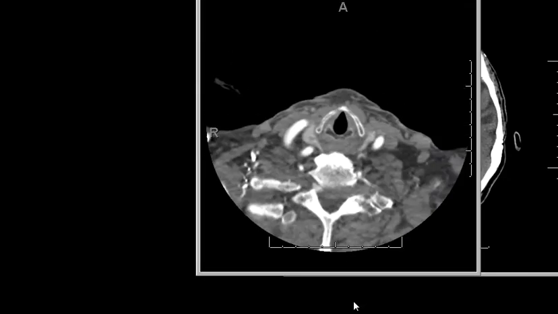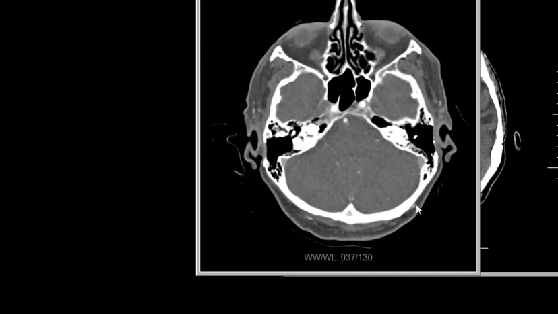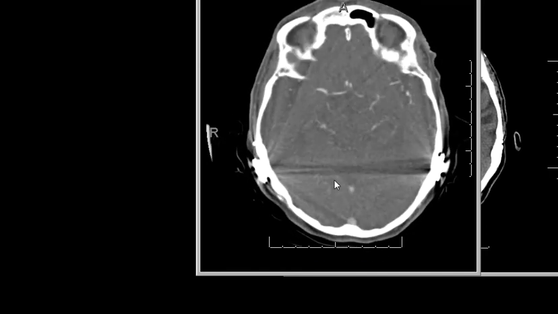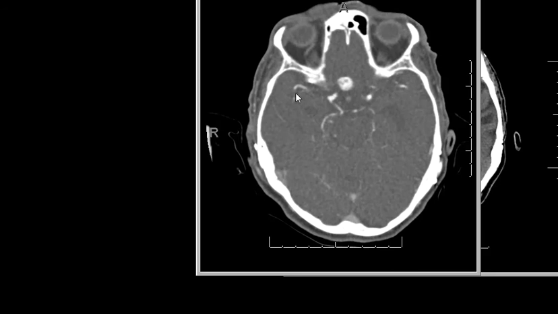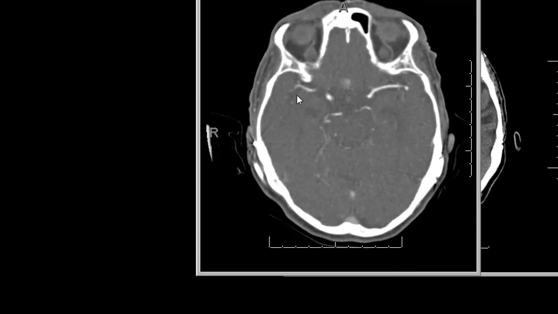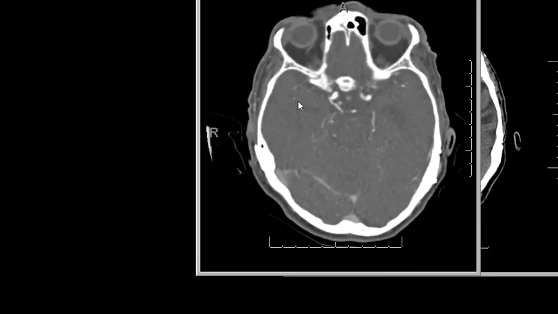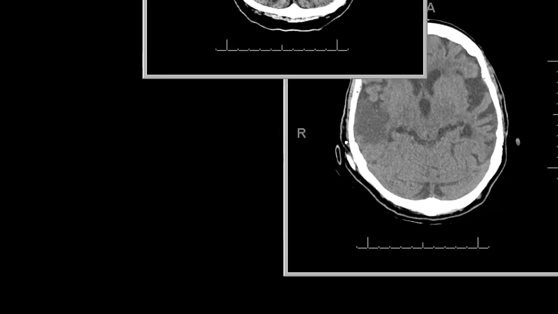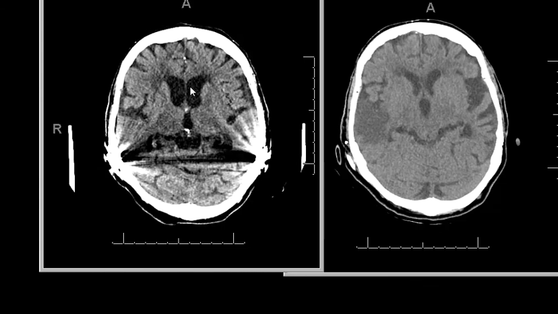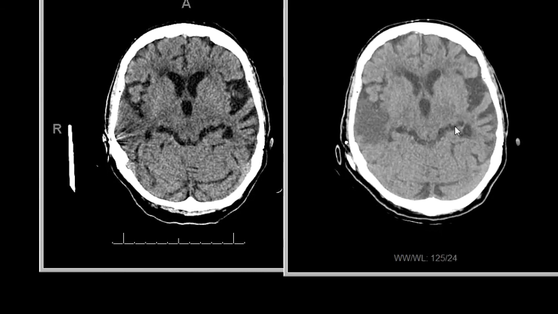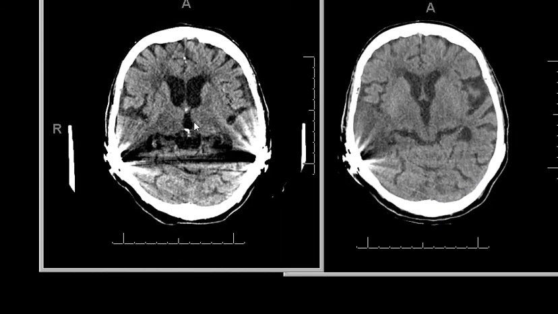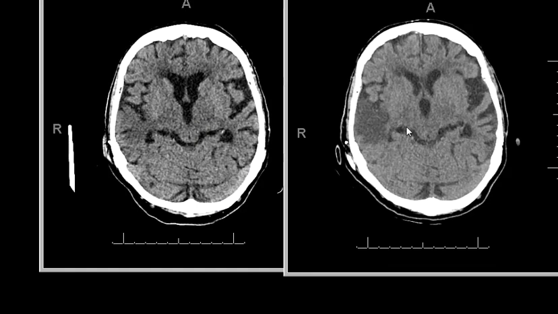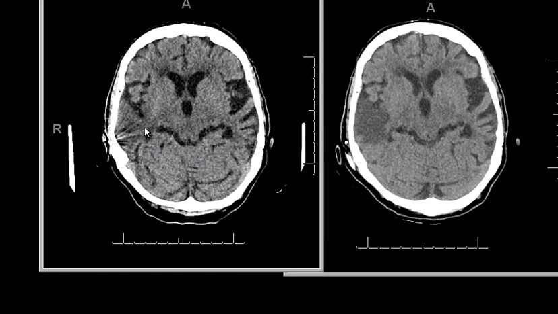CTA showed the acute occlusion here in the proximal M2 segment. And later showed a larger area of stroke compared to the beginning here. Just normal evolution of stroke, this area versus this area.